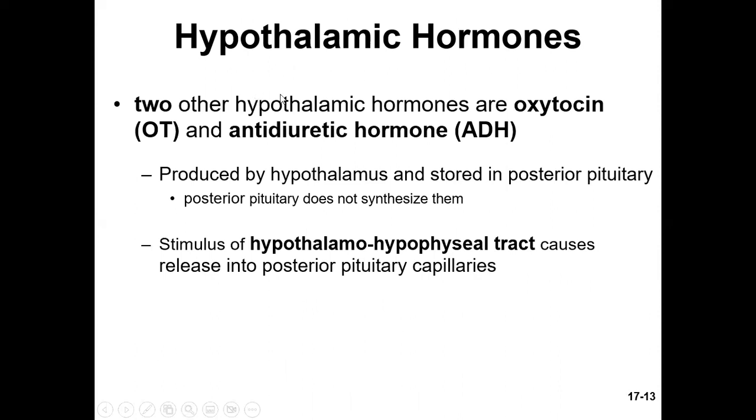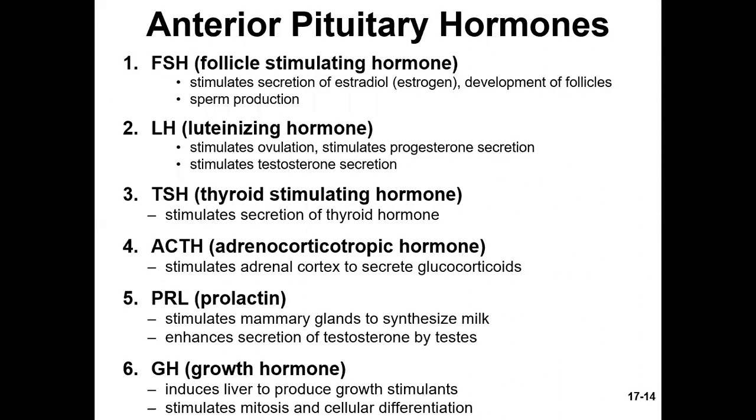Now we have to recognize oxytocin and antidiuretic hormone or ADH. They are produced again within the hypothalamus and then stored in the neurohypophysis or the posterior pituitary gland. Stimulus of the hypothalamo-hypophyseal tract will cause the release into the posterior pituitary capillaries. Okay, so that was hypothalamic. There are 6, again, 4 stimulating, 2 inhibitory. The hypothalamus will direct then the pituitary to release whatever hormone it needs to release.